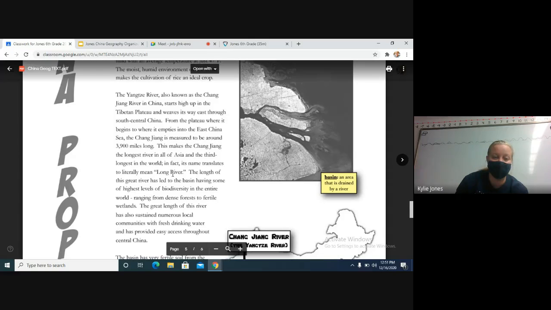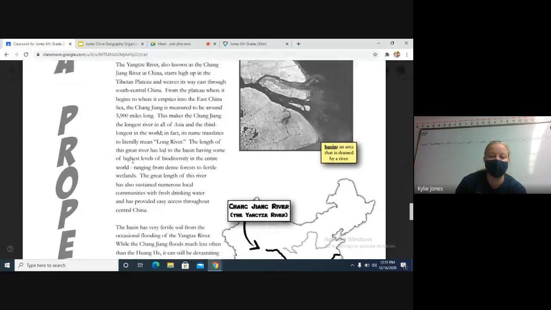The length of this great river has led to the basin having some of the highest levels of biodiversity in the world, ranging from dense forests to fertile wetlands. The great length of this river has also sustained numerous local communities with fresh drinking water and has provided easy access throughout central China.